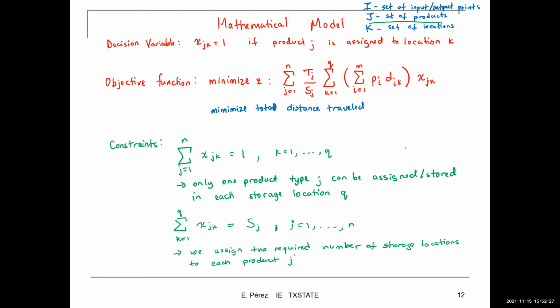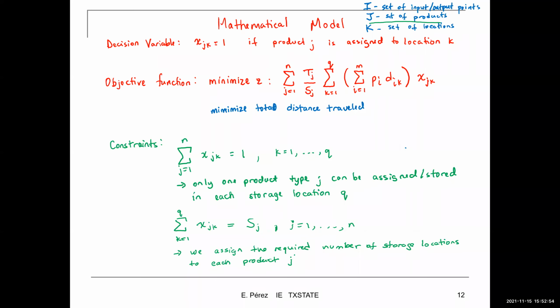And that's the model. Okay, we have a decision. We're trying to assign each product to a location in the warehouse. We have two constraints, and we are making those decisions based on the total distance traveled. We want to minimize the total distance traveled from the location of the doors to the location of the product in the warehouse. And we want to make sure that we only assign one product to a location.